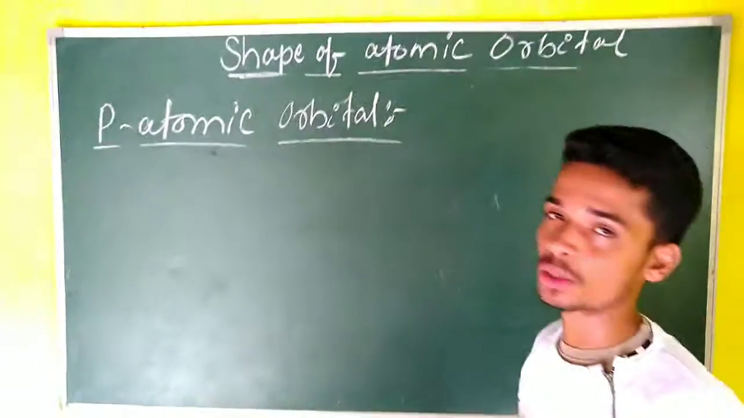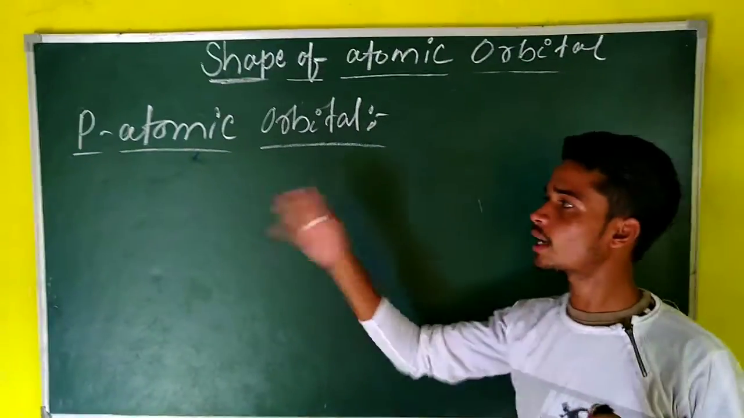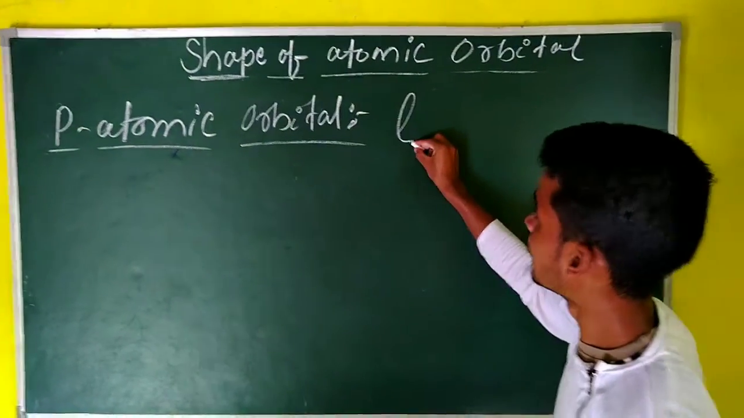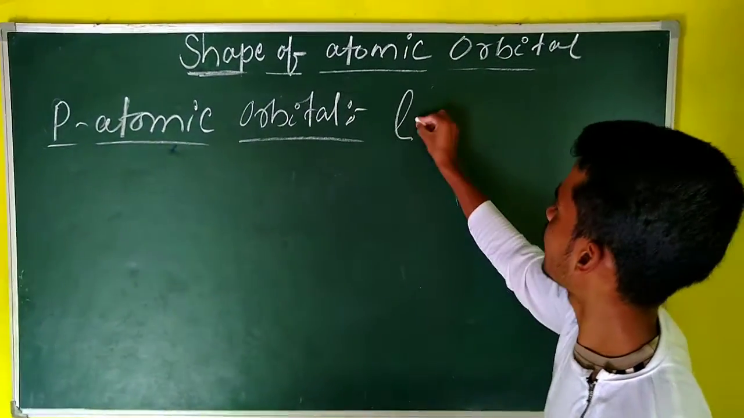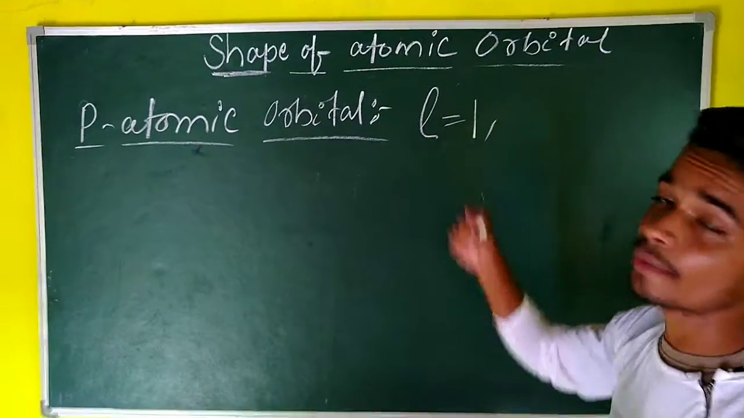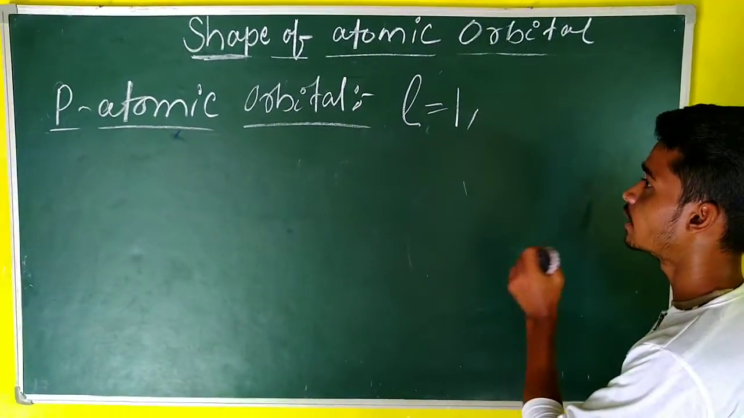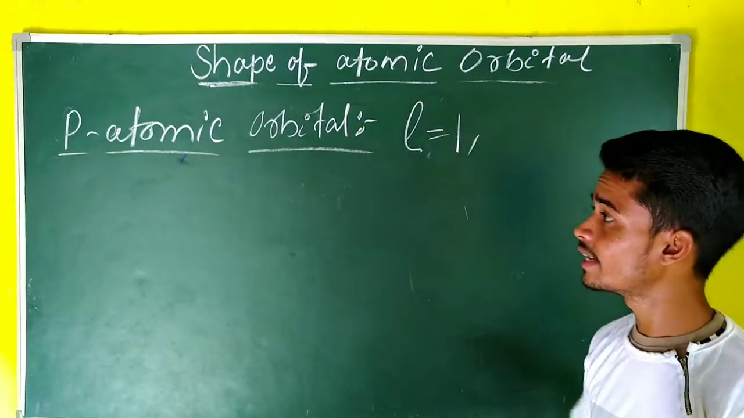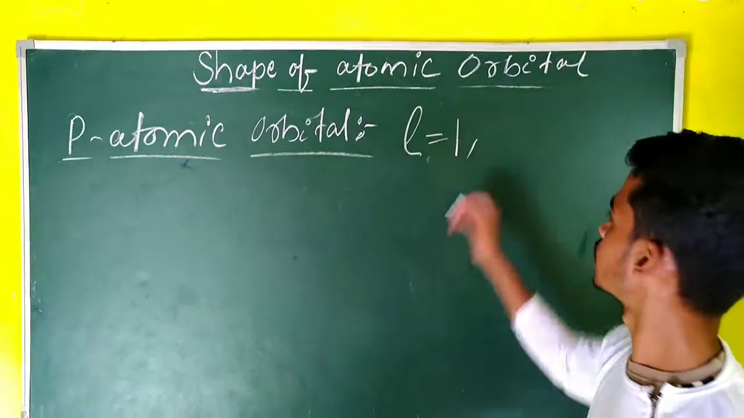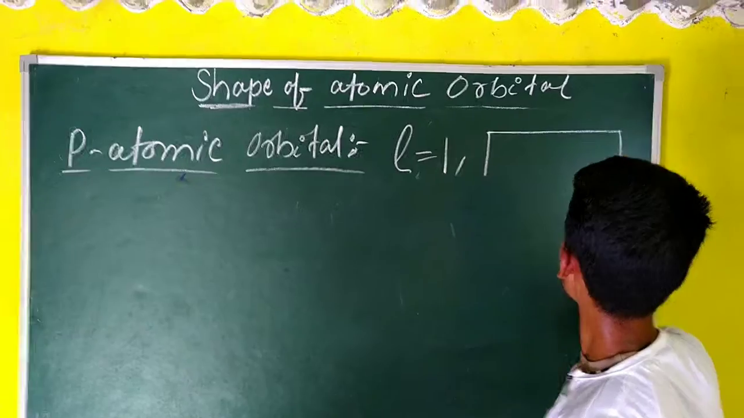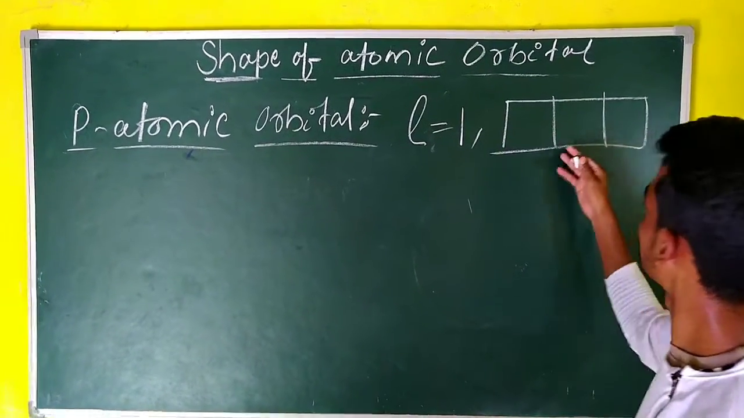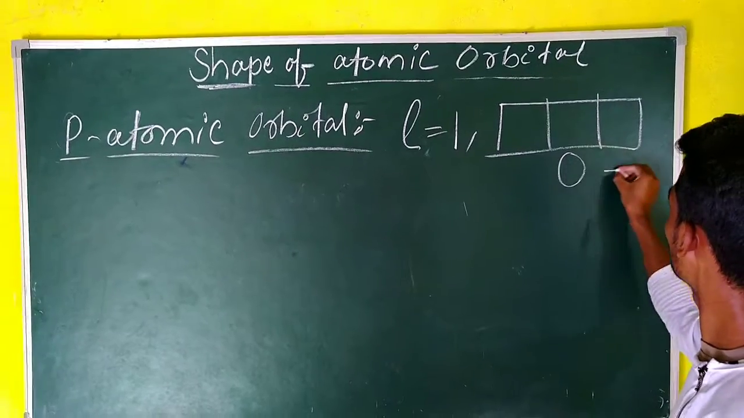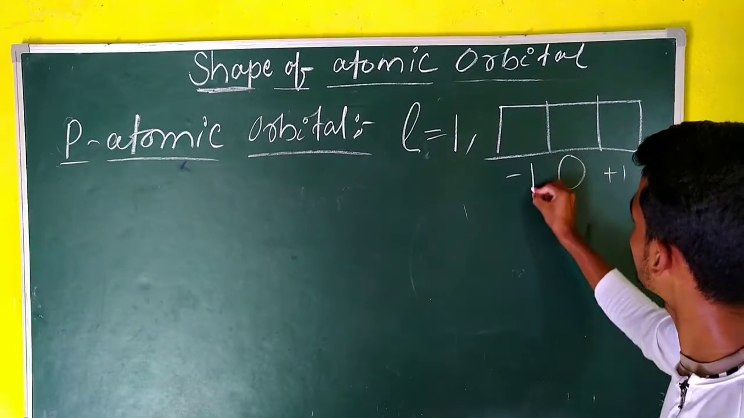Come to the p atomic orbitals. What is the shape of the p atomic orbital? Students, the azimuthal quantum number value, l value, for p atomic orbitals is 1. The m value, magnetic quantum number value, means 3 orientations are possible in p atomic orbitals. So the p subshell contains 3 orbitals. The 3 orientations are, in the middle 0, then +1, then -1.